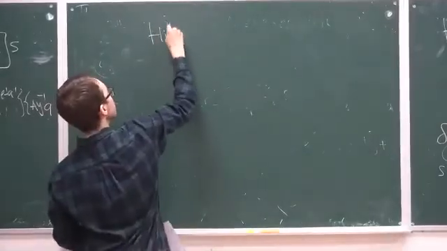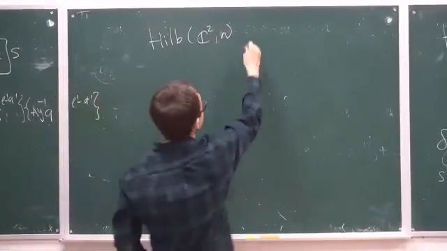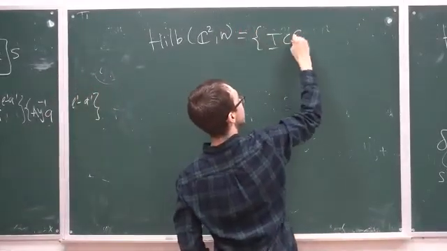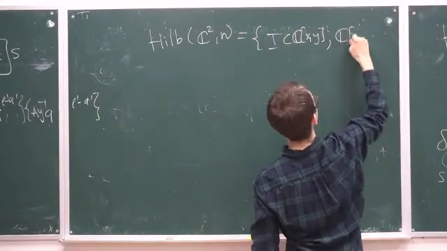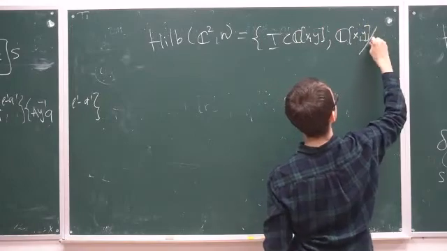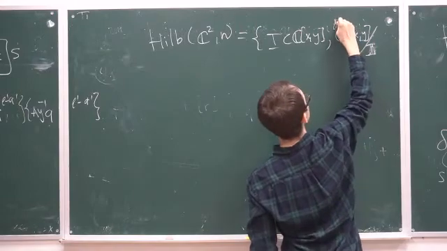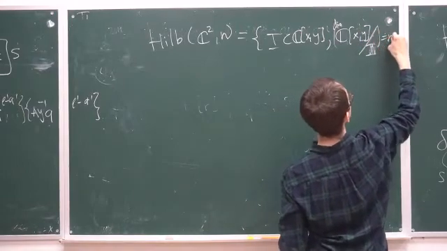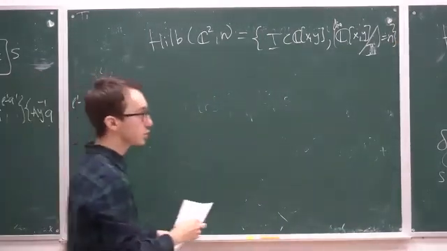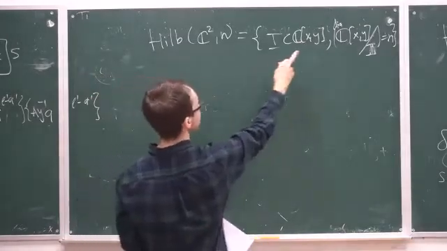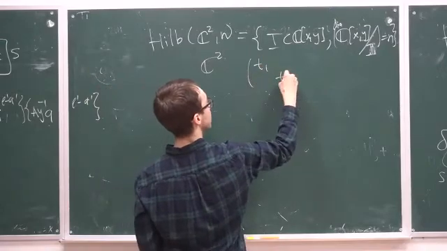So the Hilbert scheme of points in C2. This is the space of ideals in the polynomial ring of two variables, so that the quotient over I is finite dimensional, and the dimension of this is equal to n. So we have a natural torus action on this, which acts on the plane C2, the torus T1, T2.